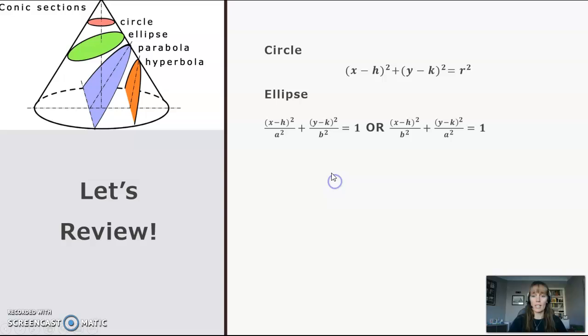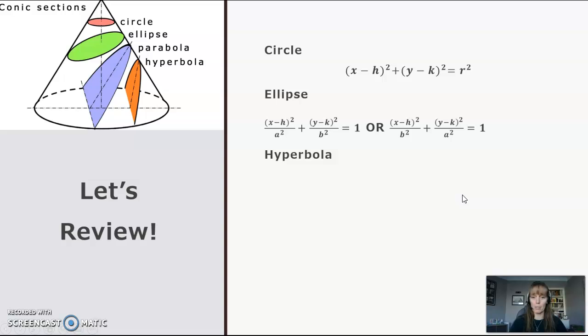The ellipse was the next one that we learned, and remember we had a vertical ellipse or a horizontal ellipse, and that was based on the denominator. Whichever denominator is bigger determines the direction of the ellipse. When the a squared is over the x, it's a horizontal ellipse because the bigger side is horizontal. If the a squared is under the y, then you have a vertical ellipse because your longer side is vertical.